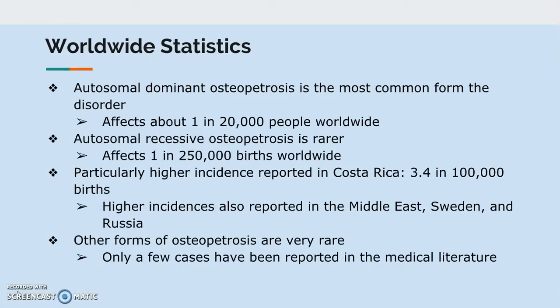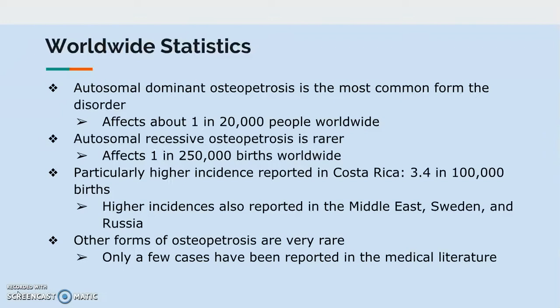So statistically, autosomal dominant osteopetrosis is the most common form of the disorder, and it affects about 1 in 20,000 people worldwide. Autosomal recessive osteopetrosis is rarer. It only affects 1 in 250,000 births worldwide.